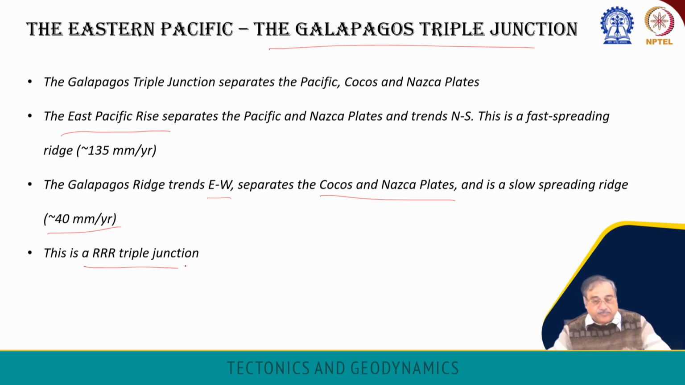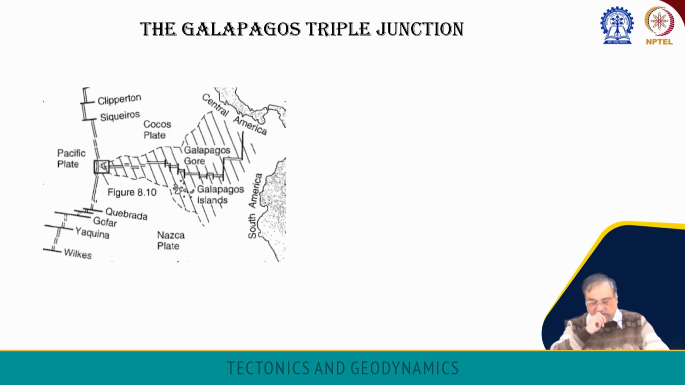Now, let's just look a little closely. It's just an extract from a little map to show you exactly what it is supposed to show you. So this is the location of the Galapagos triple junction.